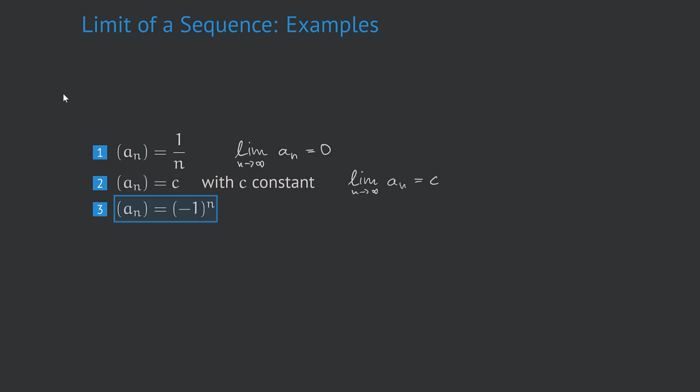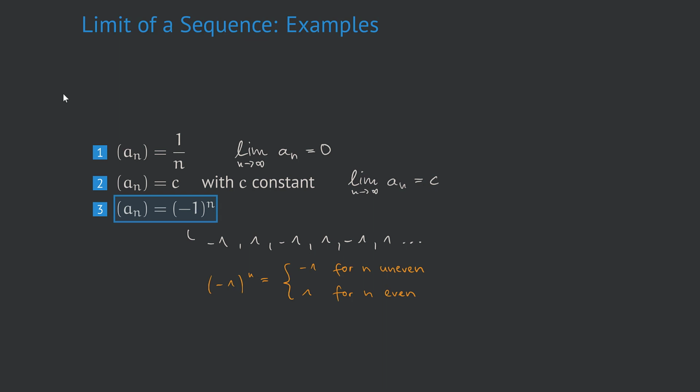Now this one is a nice one. It's a_n equals minus 1 to the power of n. Which values does this sequence have? Well, minus 1 to the power of n oscillates between minus 1 and 1. The sign depends on the question if n is uneven or even. For uneven n, we get minus 1. For even n, we get 1. Now does this sequence have a limit? Or does this sequence have even two limits, like 1 and minus 1?